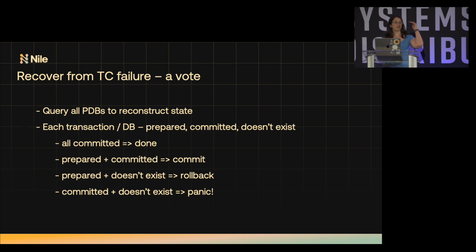If for every individual transaction, all of them are committed, that's easy. We can forget it ever existed. We are done. Some of them are prepared, some are committed, we need to make sure all of them are committed. Some are prepared and some don't exist, it's a rollback. And if some are committed and some don't exist, we're in deep trouble. It means that somehow our algorithm is totally broken.